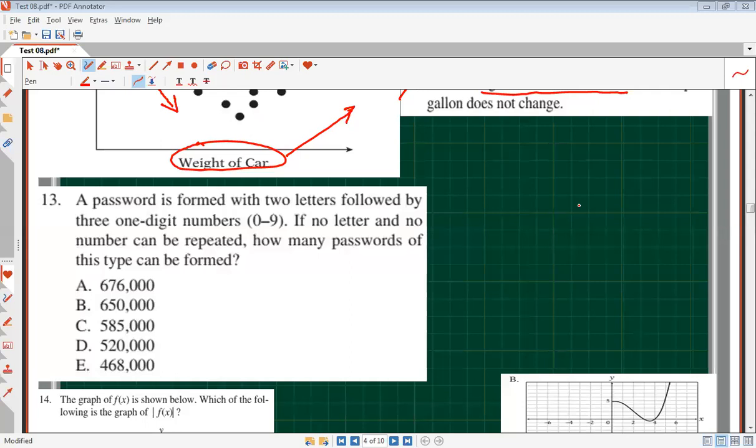Question number 13. This is a counting problem. A password is formed with 2 letters followed by 3 one-digit numbers. Letters and numbers cannot be repeated. How many passwords of this type can be formed?